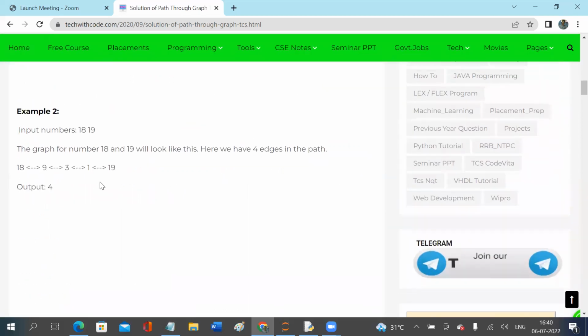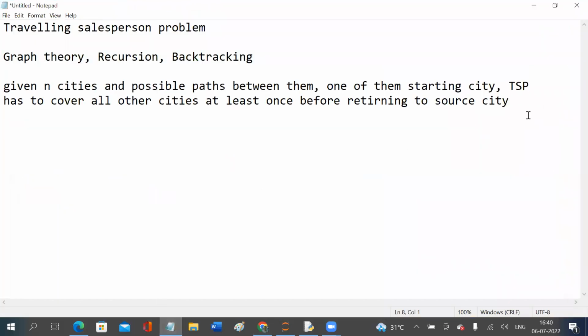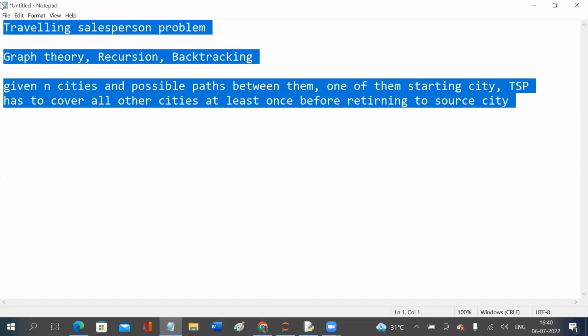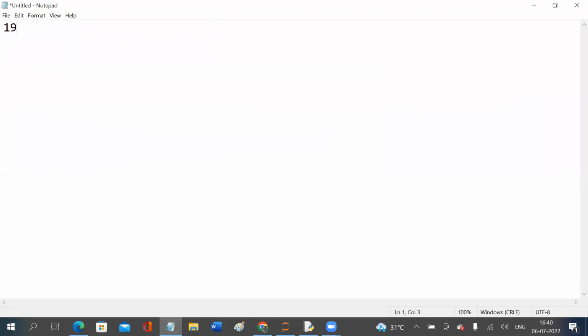Take this case, 18 and 19. Swap them. First 19 and 18. Get the factors of 19: 19 and 1. Get the factors of 18. For 18, largest is 9. For 9, largest is 3. For 3, largest is 1.